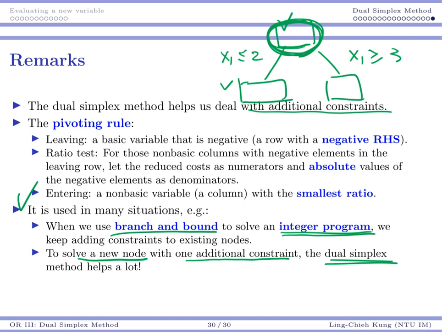Now we know branch and bound can be implemented in a much faster way if you take dual simplex into consideration. So that's maybe also an example showing you how knowing more theories helps you invent better algorithms. Okay, that's the end for today.